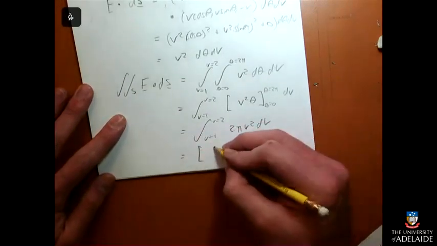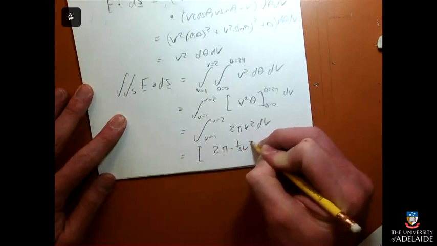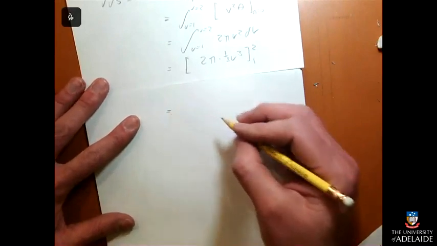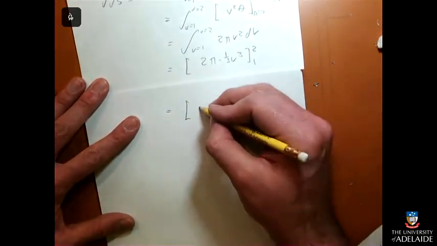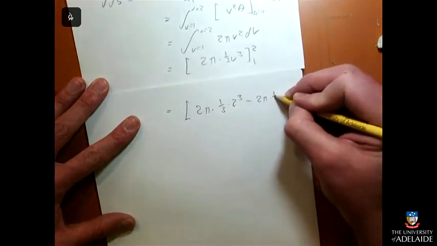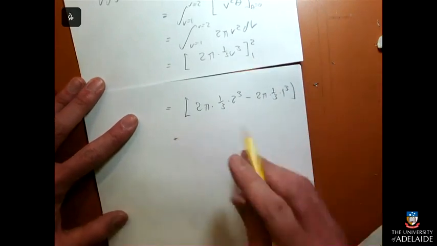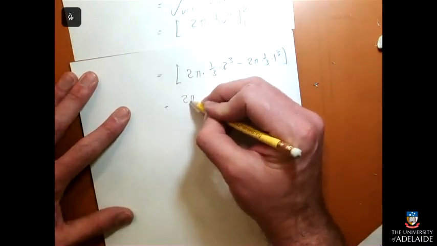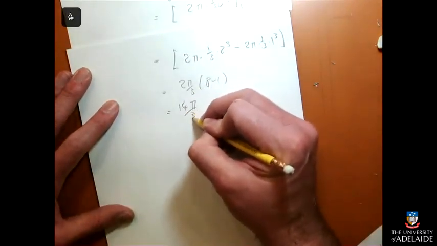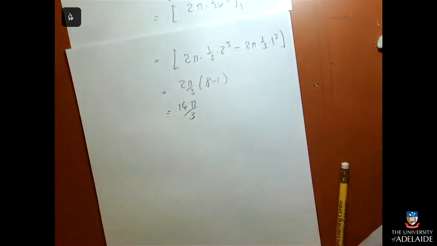And so I've got from 1 to 2. I don't need my v equals anymore because there's only one variable left, which is 2 pi times a third times 2 cubed minus 2 pi times a third times 1 cubed. That's 14 pi on 3. Yay. Okay, cool.